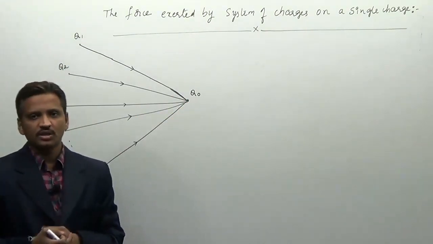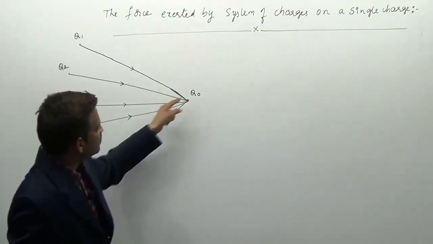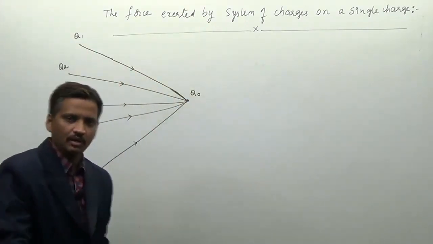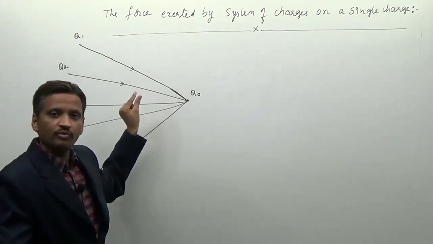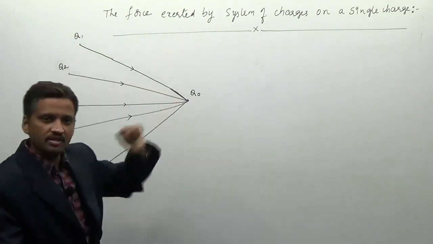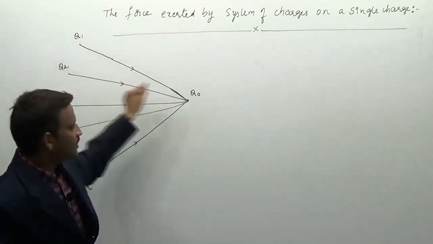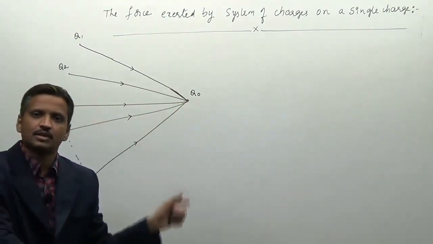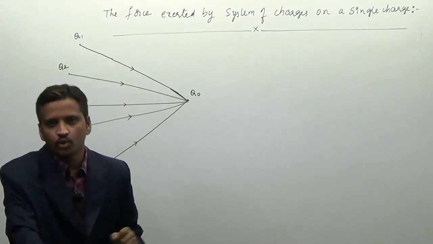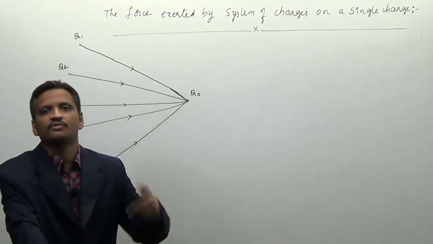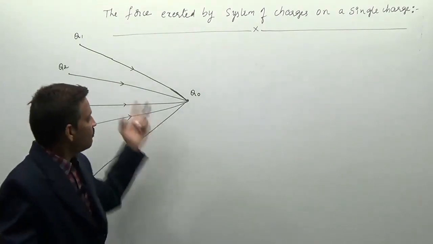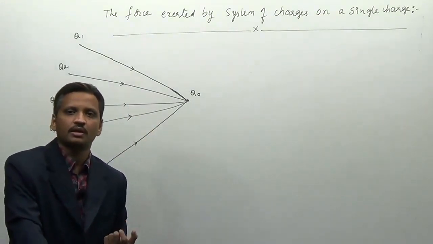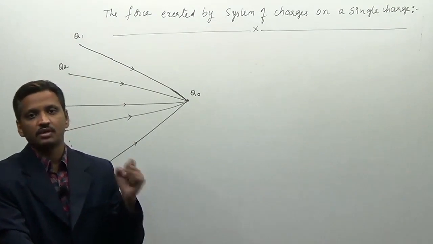So what we have to do is find out the force exerted by a single charge Q1 on Q0 separately, the force exerted by Q2 on Q0 separately, the force exerted by Q3 on Q0 separately, the force exerted by Q4 on Q0, like that, up to the force exerted by Qn on Q0. This is what we have to do while finding the force due to n number of charges. That means we have to apply the superposition principle here.